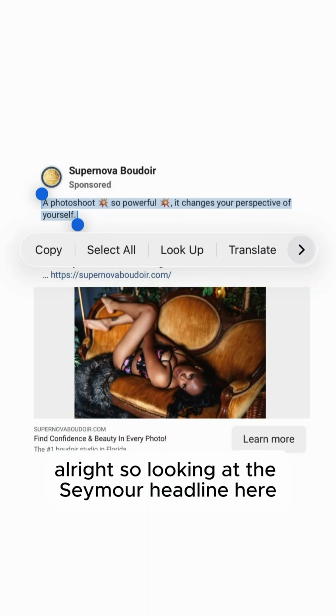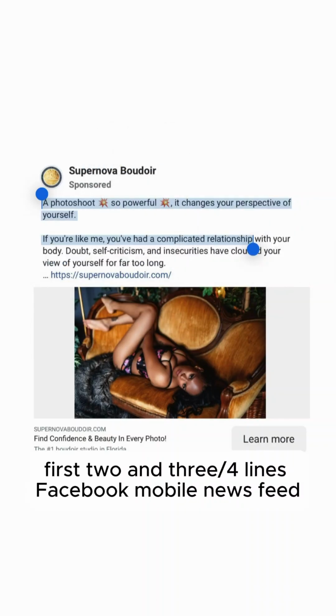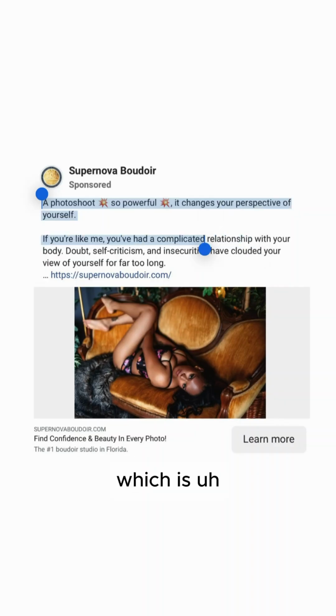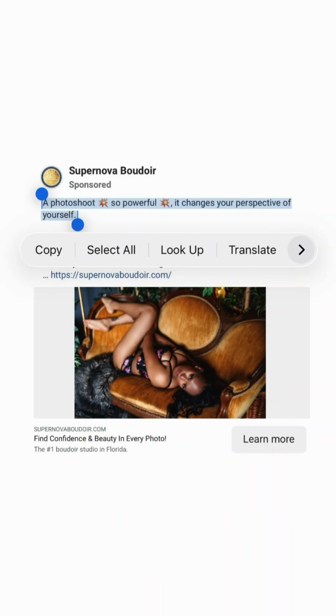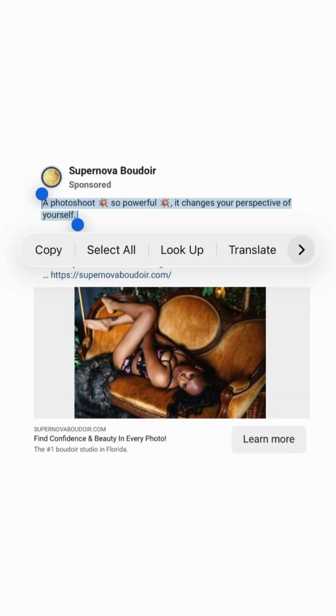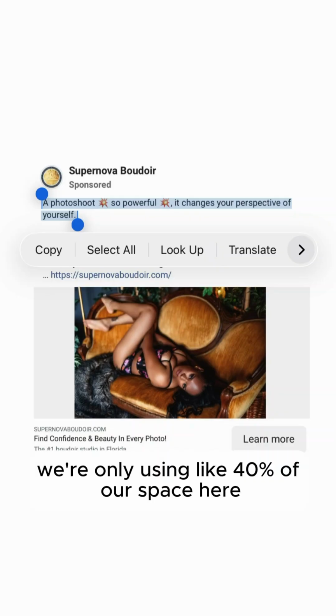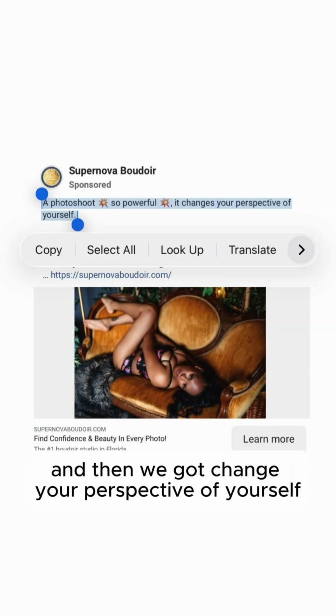All right, so looking at the See More headline here, first 2 3/4 lines, Facebook mobile news feed, which is only here, first line and an eighth. So we're missing about half of our space. We're only using like 40% of our space here. So we got photo shoot, and then we got change your perspective of yourself.